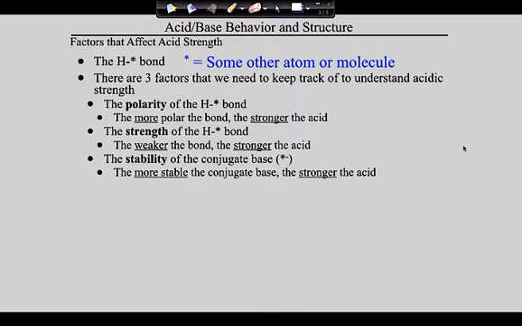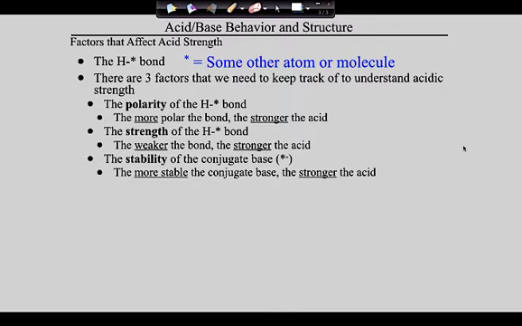And then we're going to talk about the oxy acids, and you're going to find that those have other factors that play into it. So you need to understand these are the three things that impact the strength of an acid, but they don't apply equally in all circumstances. So that's what you've got to figure out, which factors count in which settings.